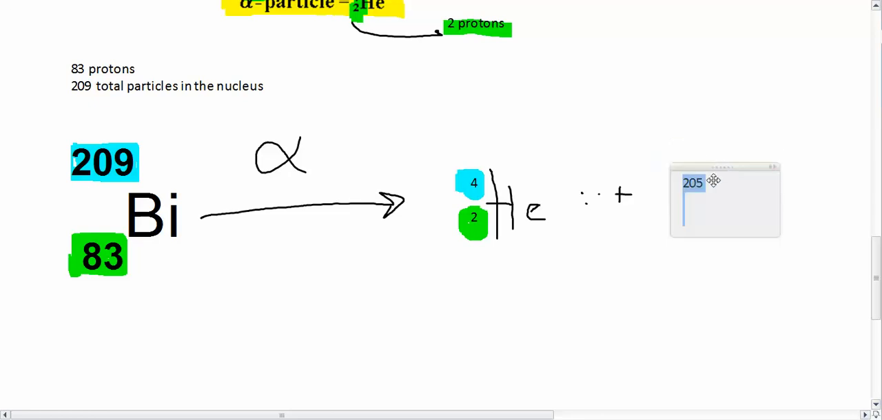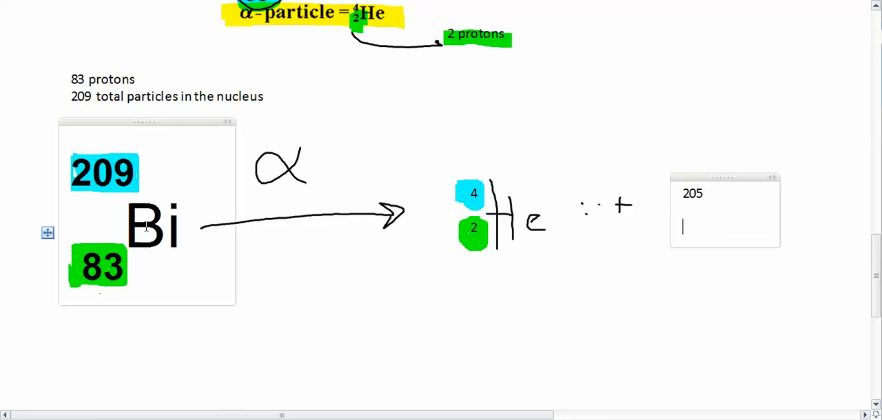We've seen that as well. What's it going to be? Well, it's going to be whatever element has 2 fewer protons. So if bismuth has 83 protons, our new element will have 81. So in order to figure out what my new element is, I need to look it up on the periodic table. What do I look up? I look up atomic number 81. And what you should find is that the element with atomic number 81 is called thallium. It's Tl.